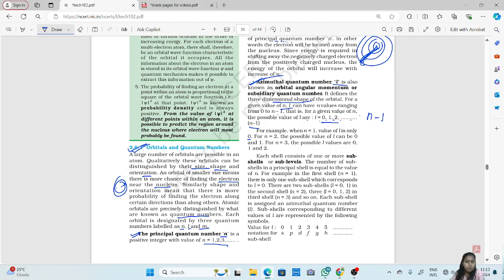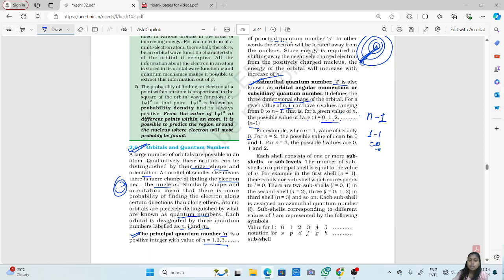n is your principal quantum number, right? So the principal quantum number minus 1 will give you the azimuthal quantum number. Here, when n equals 1, 1 minus 1 gives 0, so the value of l is only 0. For n equals 2, the possible values of l are 0 and 1, right? You can get 0 also, you can get 1 also. For n equals 3, the possible values will be 0, 1 and 2.